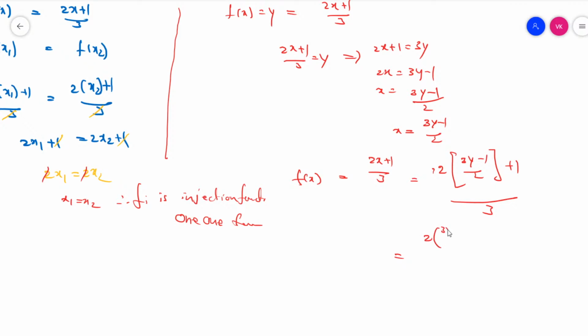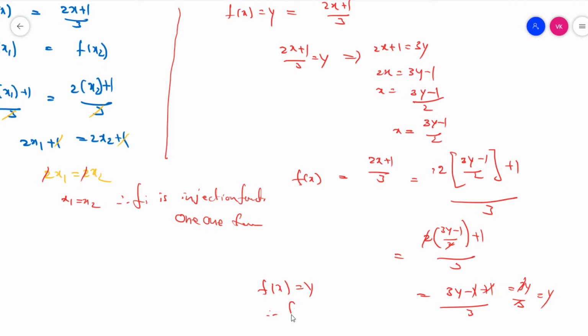2 into (3y minus 1) by 2, plus 1, by 3. We will cancel like that, and we can write 3y minus 1 plus 1 by 3. By simplifying, we will get 3y by 3, then we will get y. So finally we got f of x is equal to y.